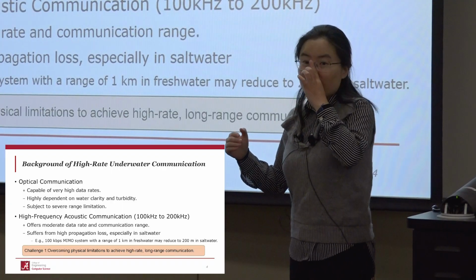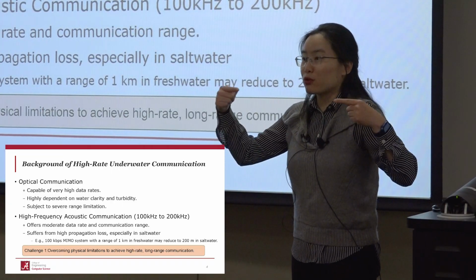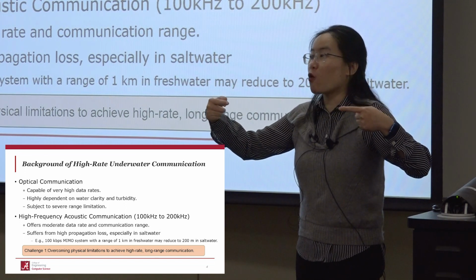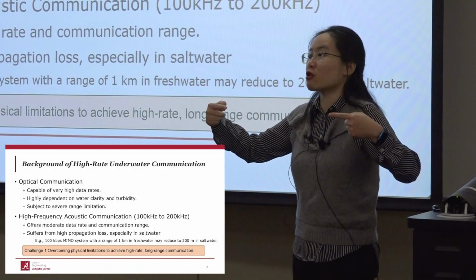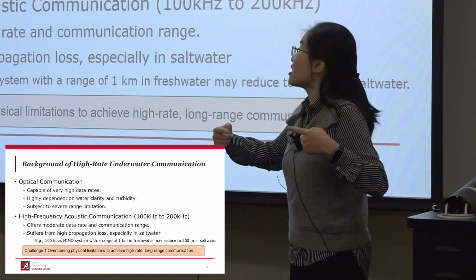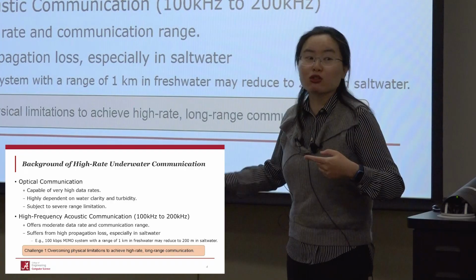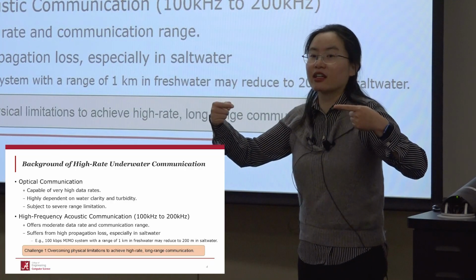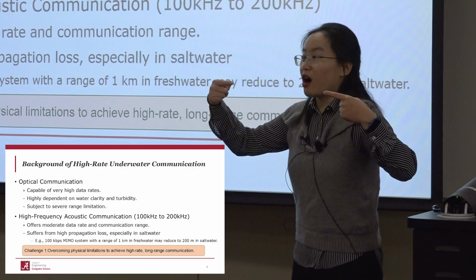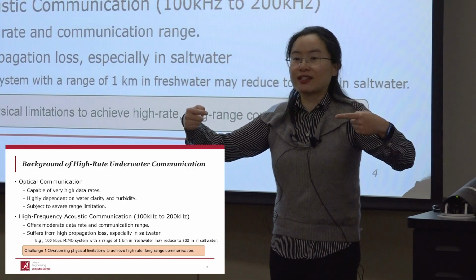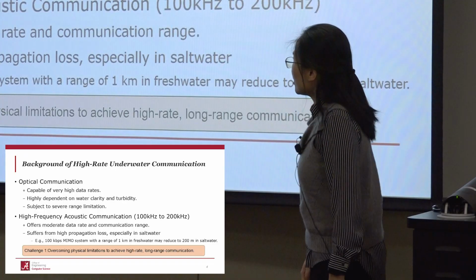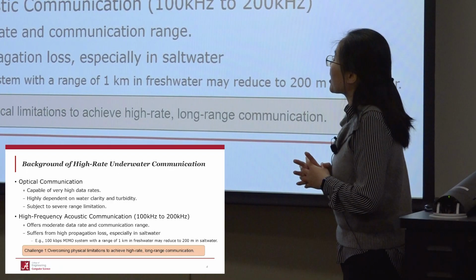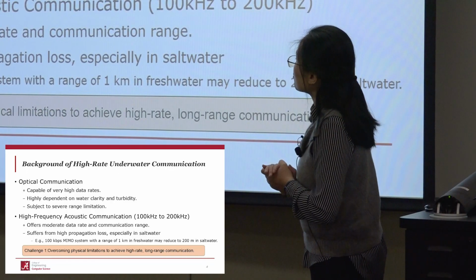But the difficulty is that we need to precisely adjust the transmitter and the receiver for directional optical communication. That is very challenging, especially for AUVs, because we know AUVs are mobile. They are moving all over the place, and directing one AUV to another precisely is very difficult. So optical communication will be very challenging to use in an AUV mobile network.